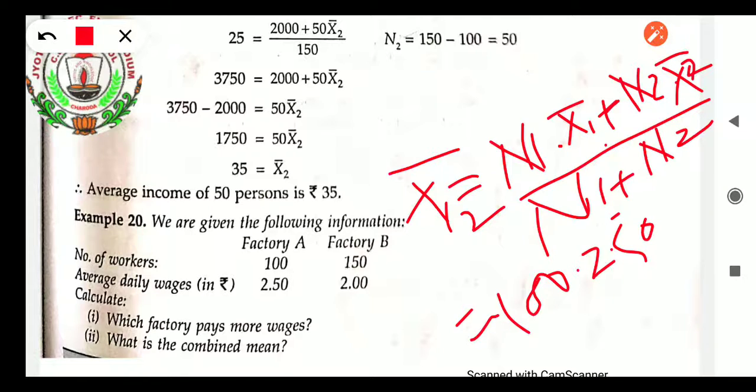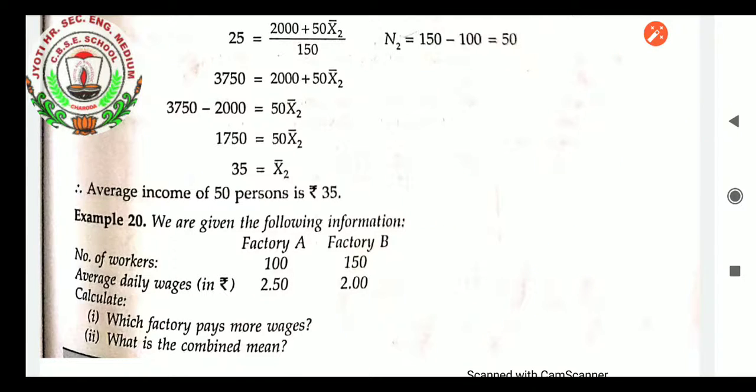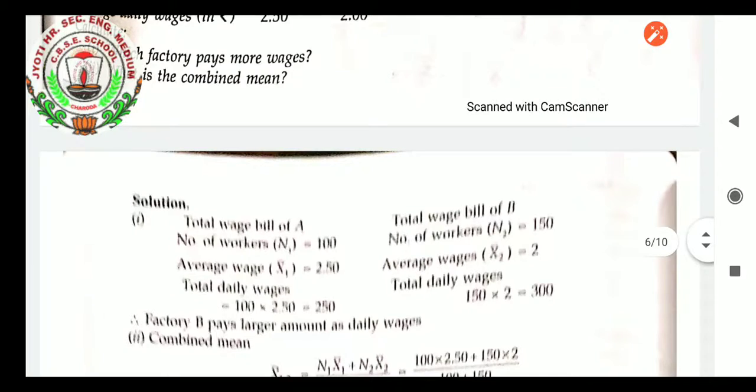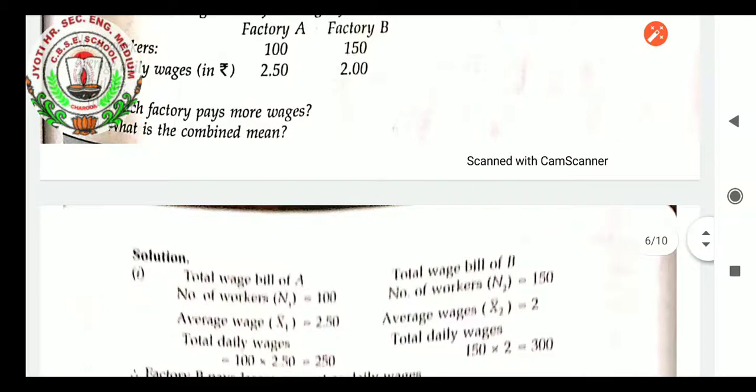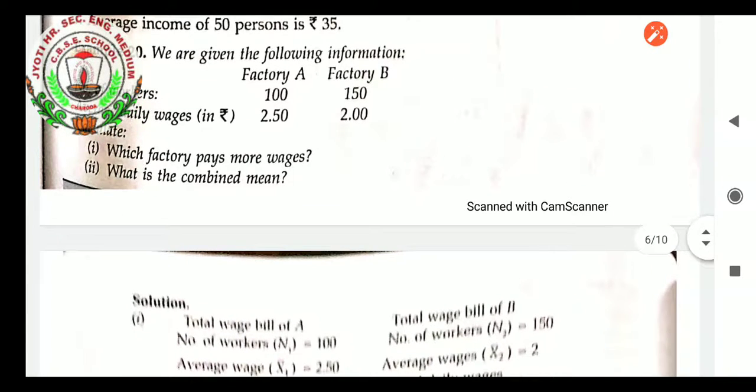So let us have the calculation now. After knowing the formula, total wages of A: number of workers n1 is 100 given, average wage 2.50, mean 1. All the things are given. Total daily wages given by first factory A. For which factory pays more wages, what we have done, for example, it is not clear, so I am writing here and explaining to you. Total wages by A firm.